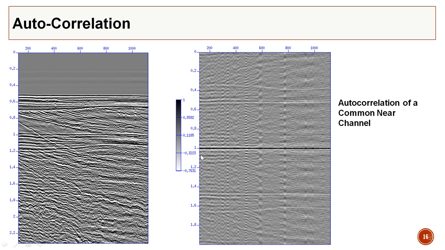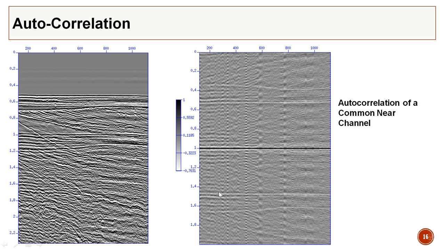So around 500 milliseconds you see the first bounce, this multiple energy here, and this is followed by the multiples of the geology underneath. So this autocorrelation function can help you detect the periodicities in your data.